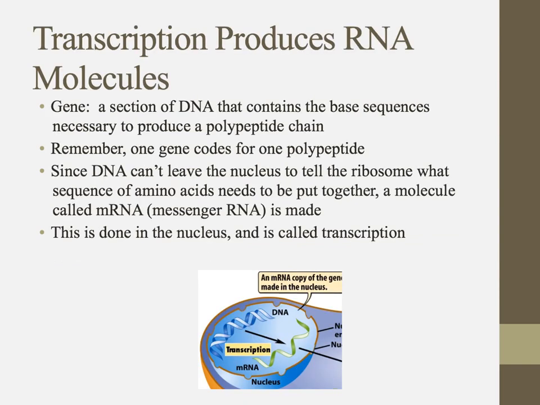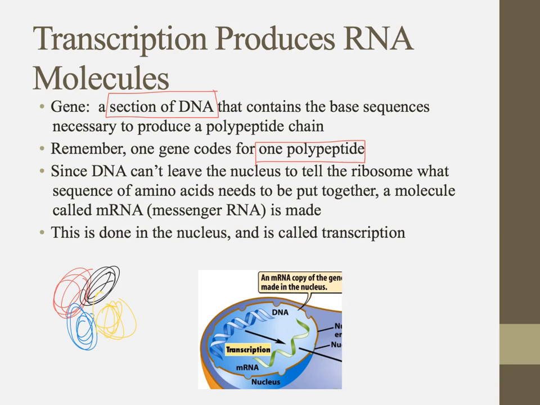Now, this process is only going to happen one gene at a time. And remember, a gene is a section of DNA that contains the base sequences necessary to produce one polypeptide. So if you have a protein like hemoglobin, for example, that's made out of 4 polypeptides, then you would need 4 genes, or 4 segments of DNA, to make the 4 polypeptides necessary for that.